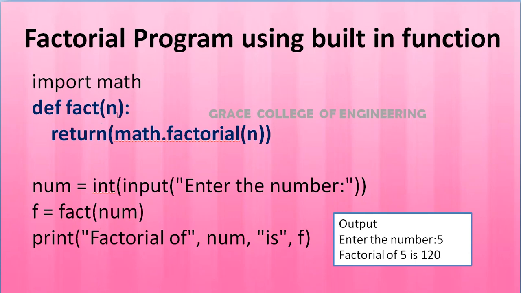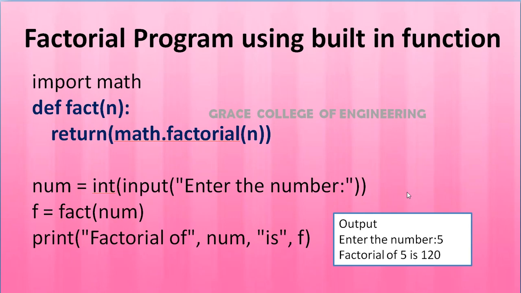So here 5 is given, so 5 will be moved here, and automatically by the built-in function, that is factorial, it will calculate and give the result in the return statement. Then after you get the answer, it will be stored in the f variable. Next, print factorial of that num, which is 5. What is stored in f? That is 120. It is printed as the output: factorial of 5 is 120.